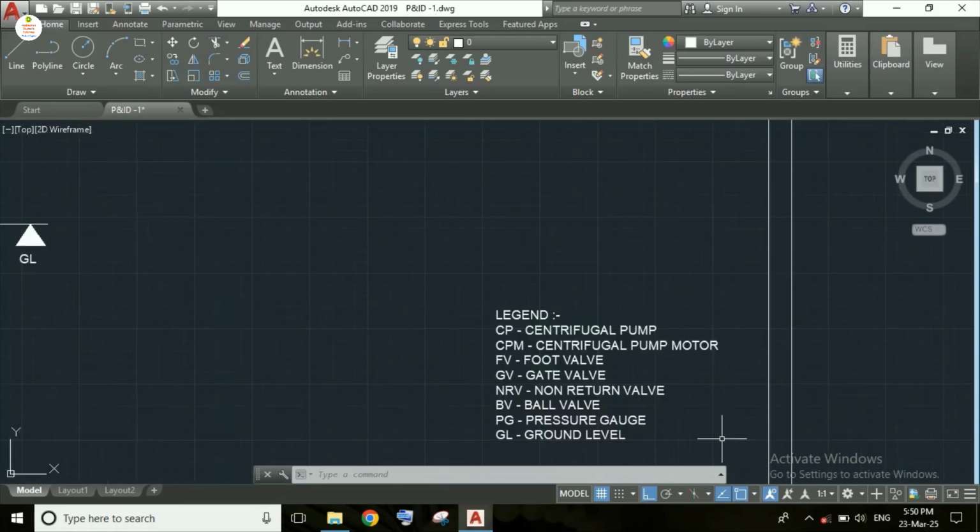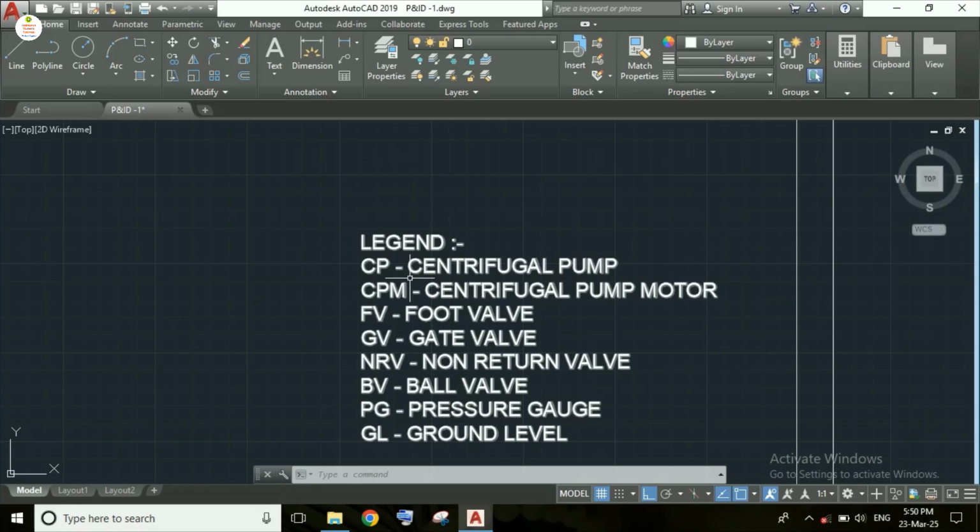Let's first see the legend. Here CP means centrifugal pump, CPM is centrifugal pump motors, FV is foot valve, GV is gate valve, NRV is non-return valve, BV is ball valve, PG is pressure gauge, and GL is ground level.